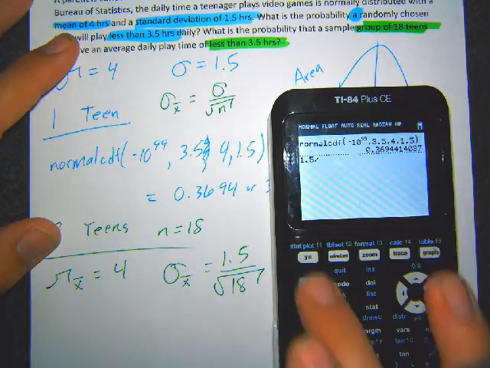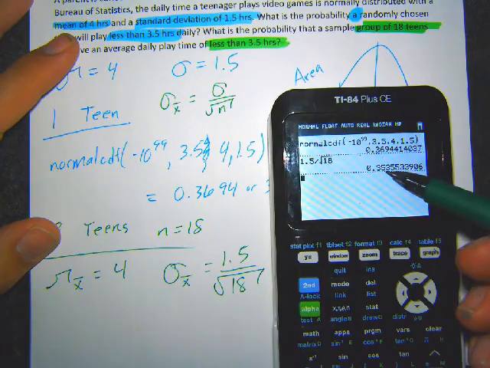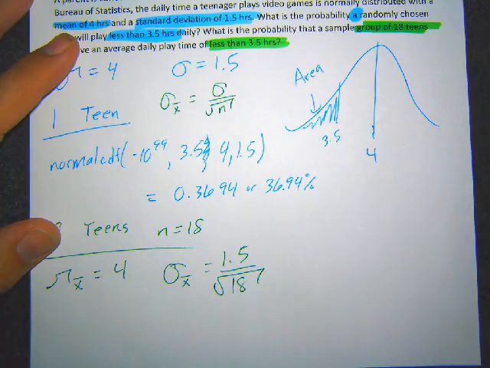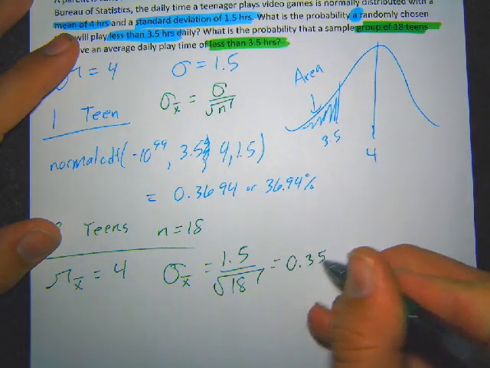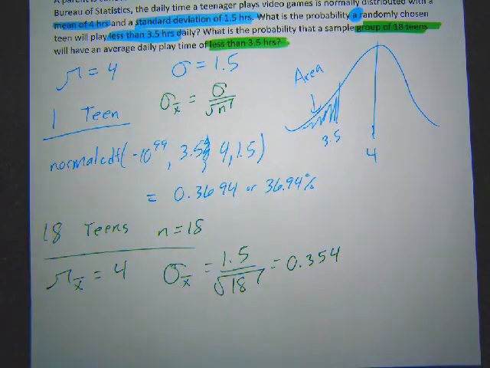So if we type this in a calculator, 1.5 divided by the square root of 18, we see that the standard deviation now, instead of being 1.5, is all the way down to 0.354 if you want to round it. So this becomes 0.354. That's much smaller than our original standard deviation. Because we have 18 people, not just the original 1, the standard deviation has dropped quite a bit.